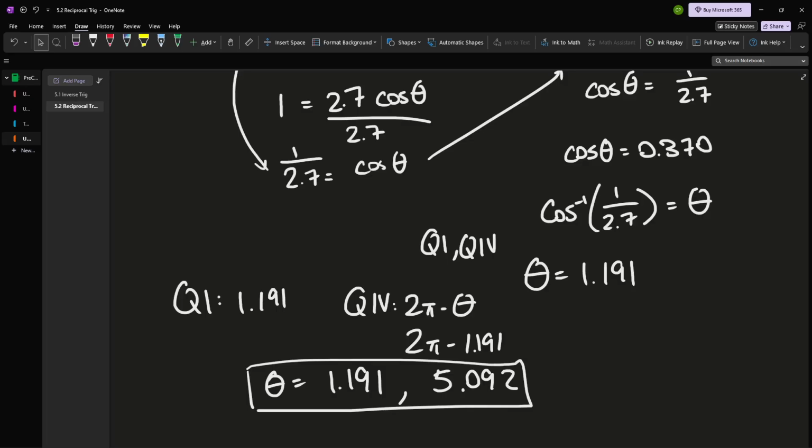All right. Next up is 5.3, and there's a lot to do with 5.3.